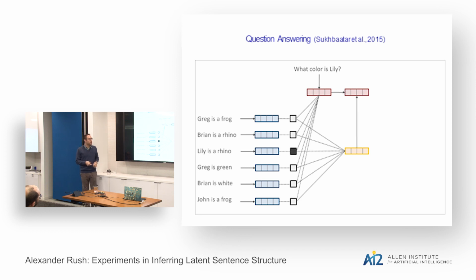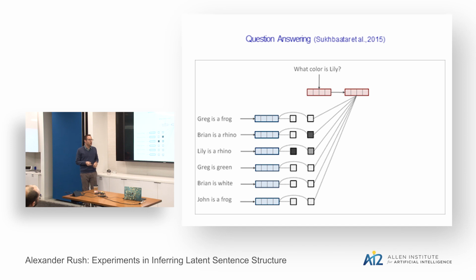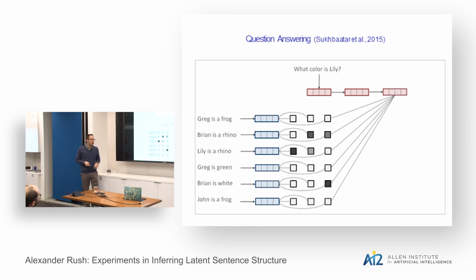That vector is then used to update our original query, to query again, produce a new context vector, and update the query. And in some ways, by doing this process, we've now constructed a kind of latent path through our knowledge base, where we look at the facts of Lily is a rhino, Brian is a rhino, and then Brian is white. And we hope that that can then be used to produce our answer to this question, that is white.